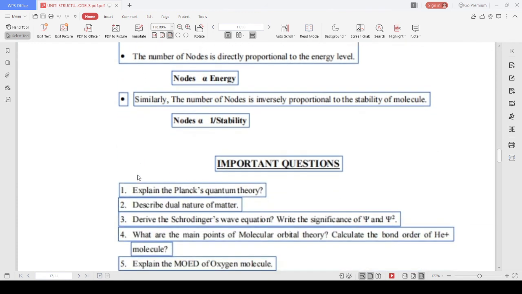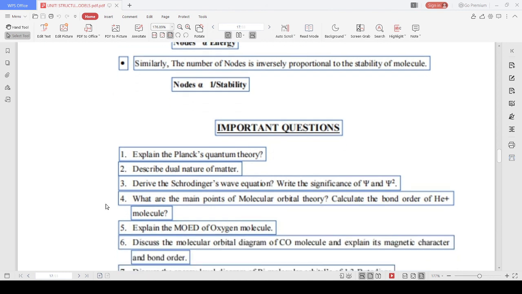So these are the important questions of this unit. One: explain the Planck quantum theory, which is very important. Another: describe the dual nature of matter. Third: derive the Schrodinger wave equation. Write the significance of psi and psi square. Psi and psi square is a very important question, and the Schrodinger equation also.